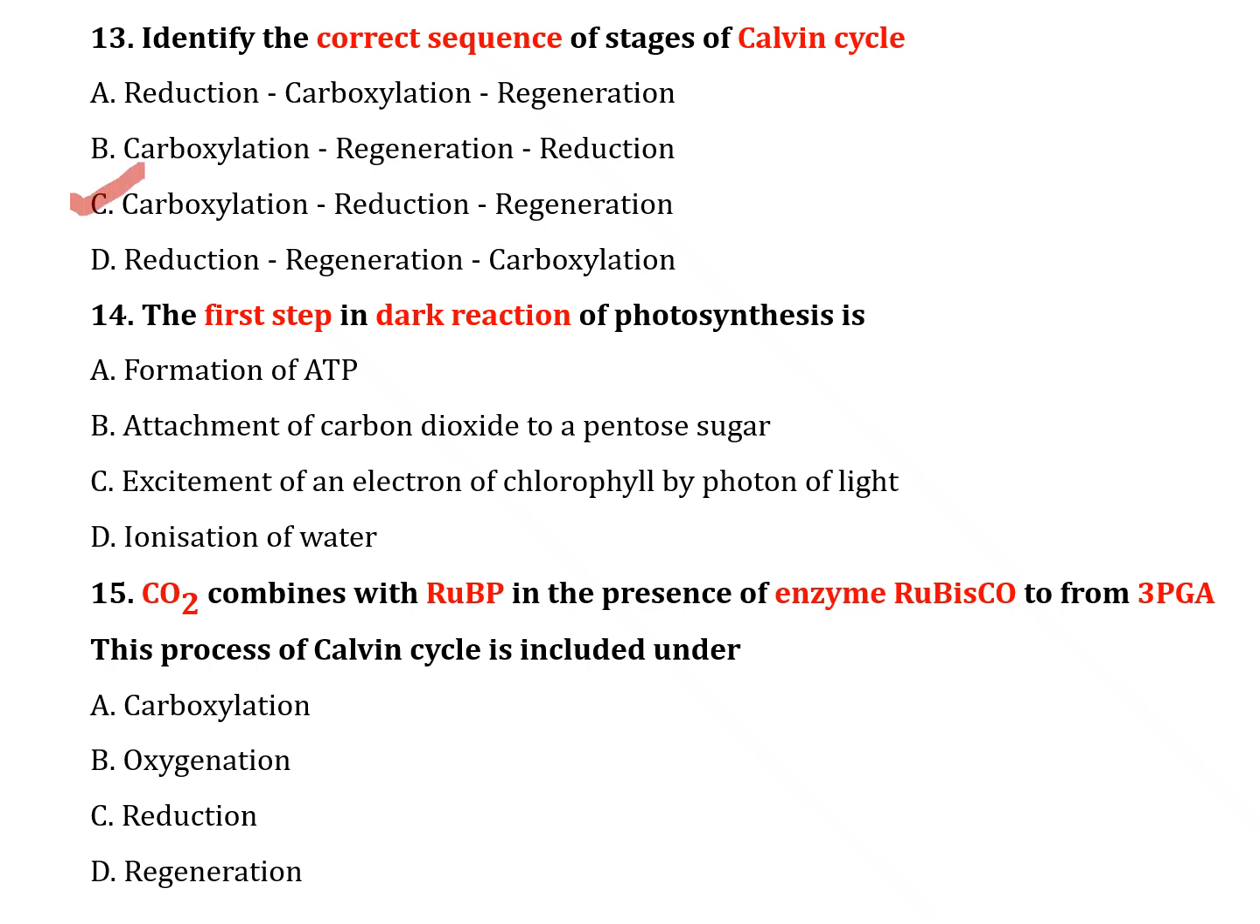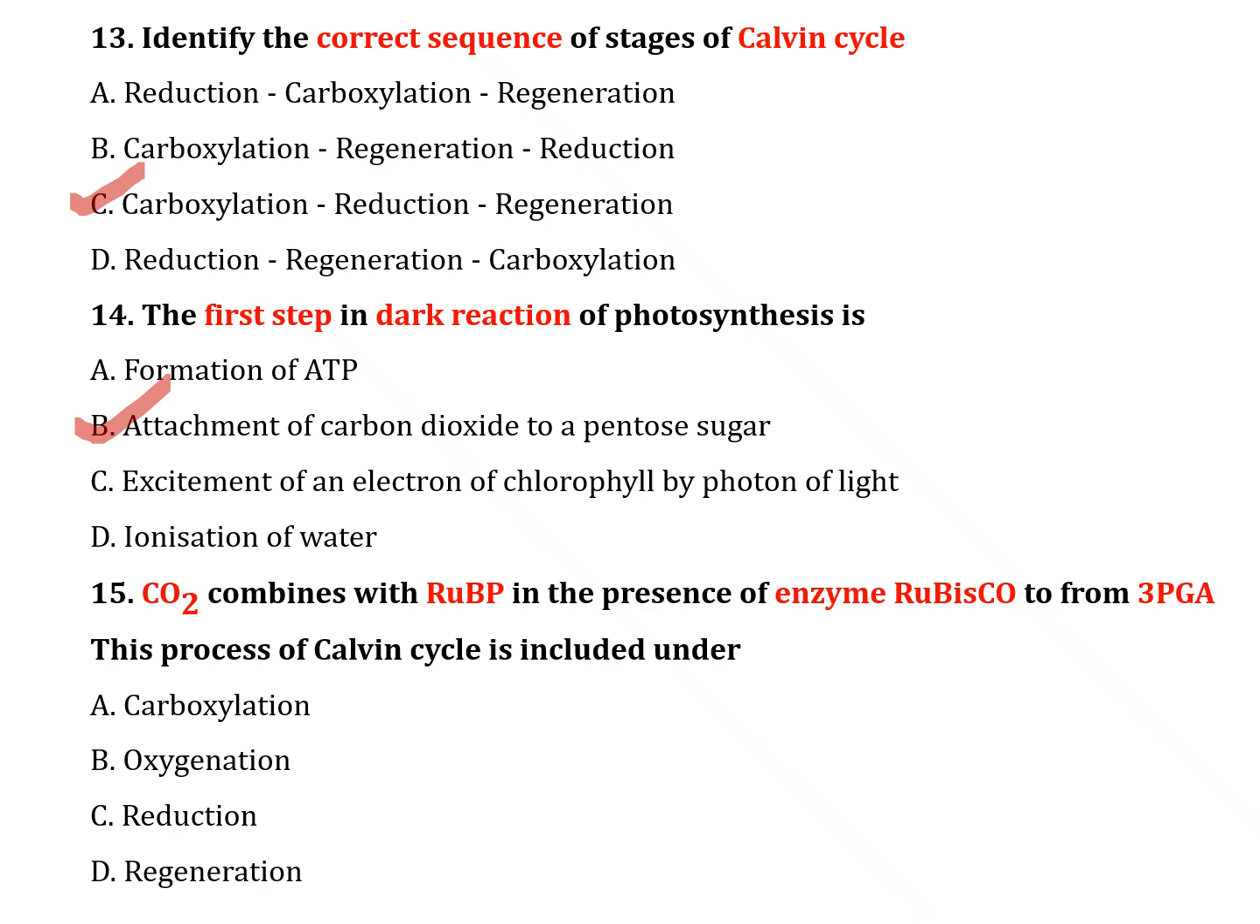The next question number 14. The first step in dark reaction of photosynthesis is option A, formation of ATP, option B, attachment of carbon dioxide to a pentose sugar, option C, excitation of an electron of chlorophyll by photon of light, option D, ionization of water. The correct answer is option B, attachment of carbon dioxide to a pentose sugar.